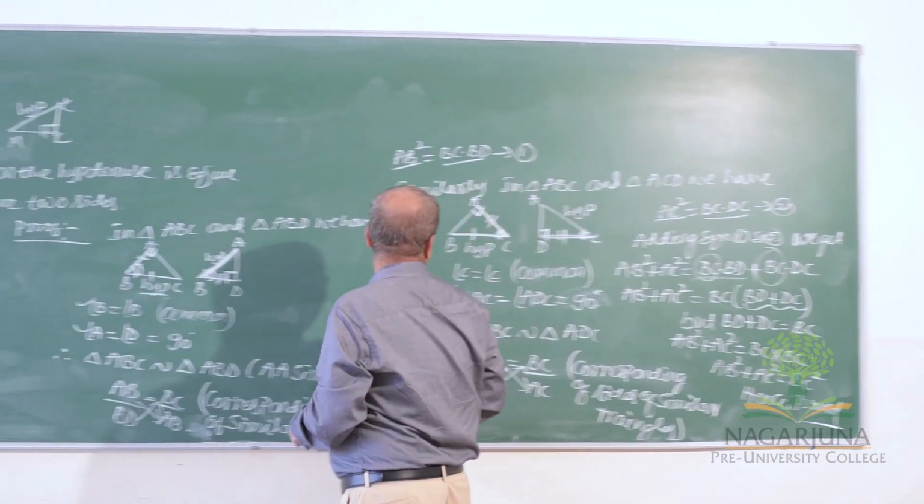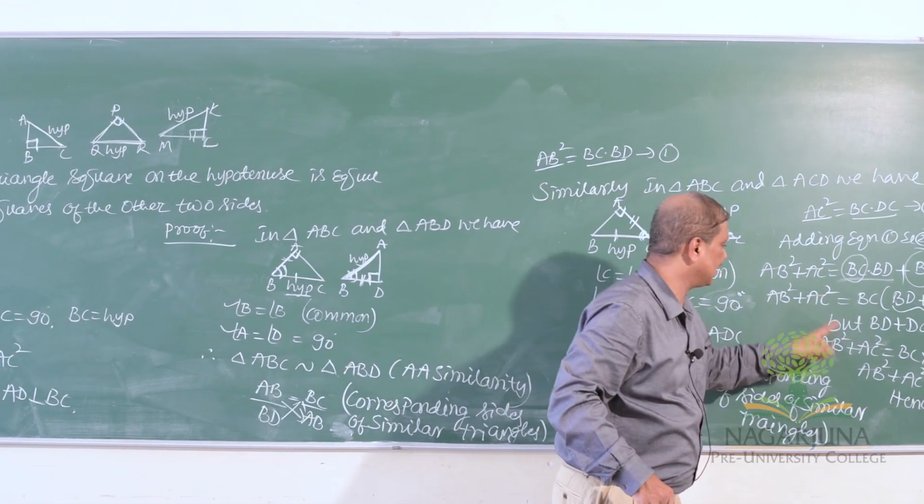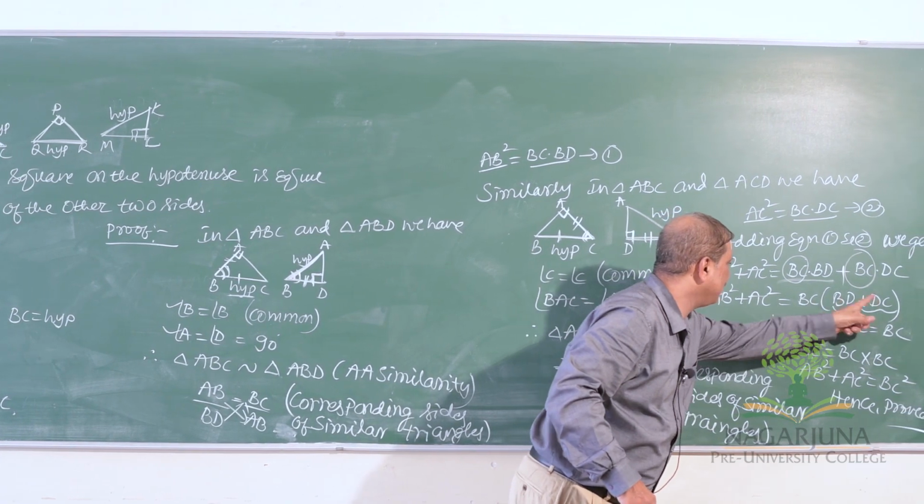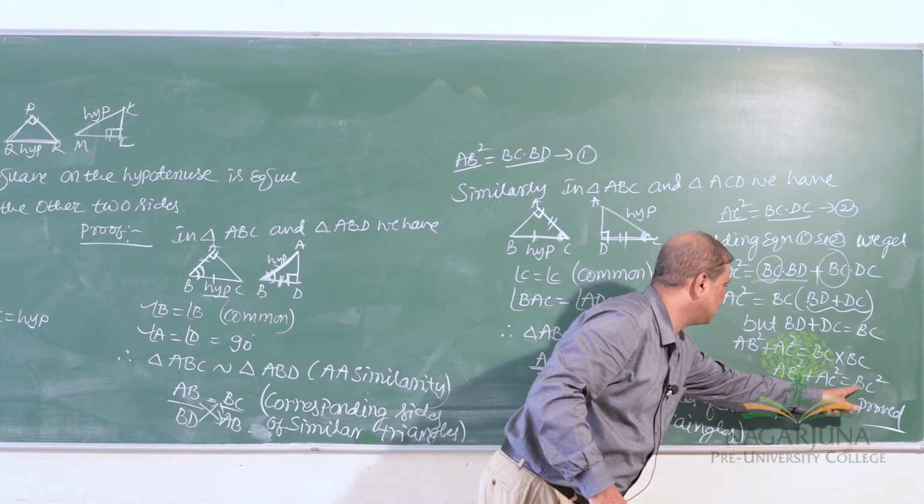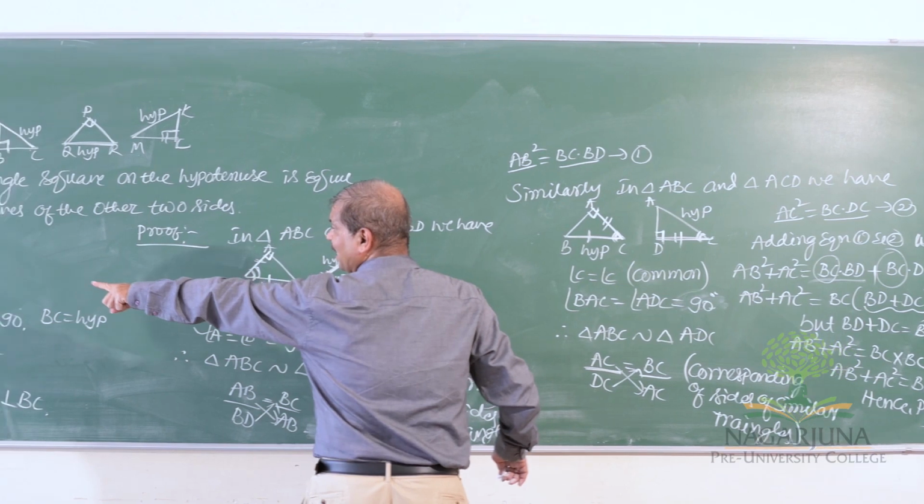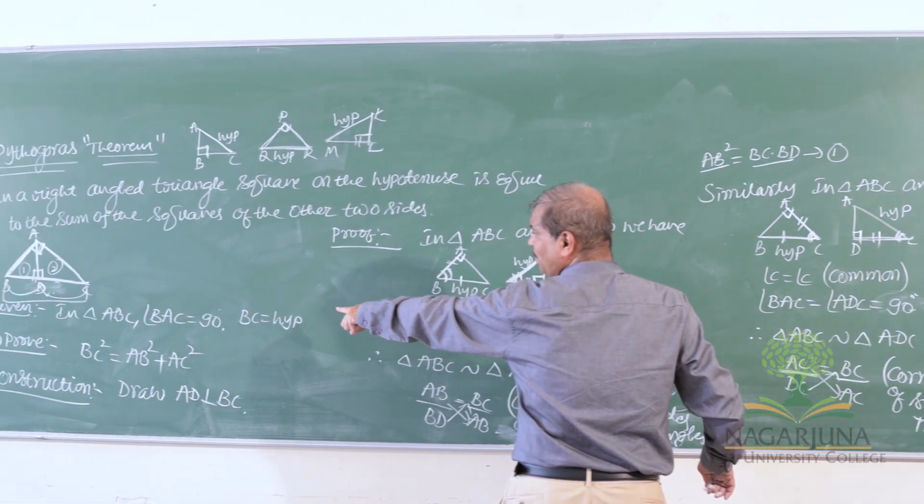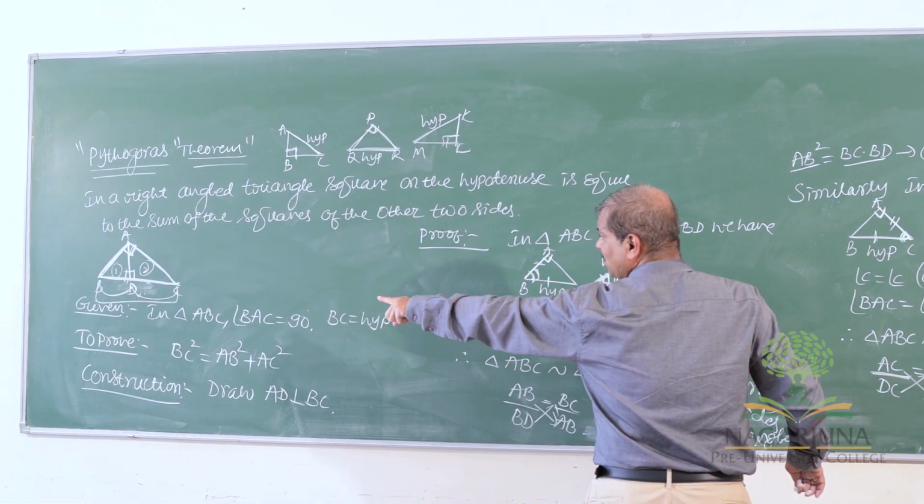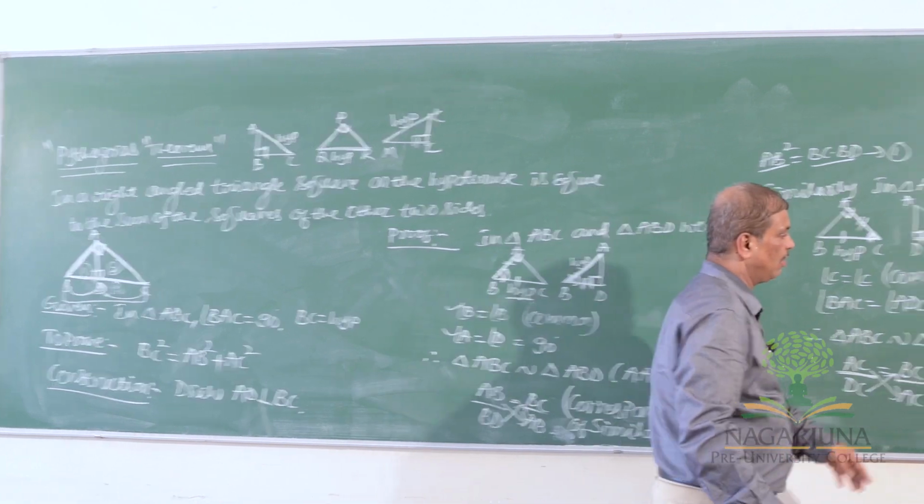AB squared plus AC squared equals BC into BD plus DC, and BD plus DC we can write as BC. So BC into BC is BC squared. In triangle ABC, angle BAC is 90 and BC is the hypotenuse. We had to prove that BC squared is equal to AB squared plus AC squared, and it is proved.